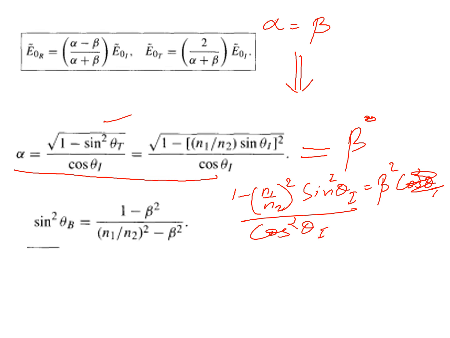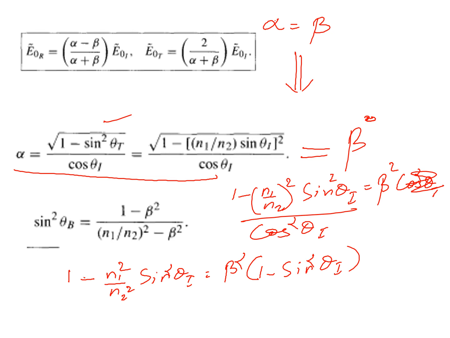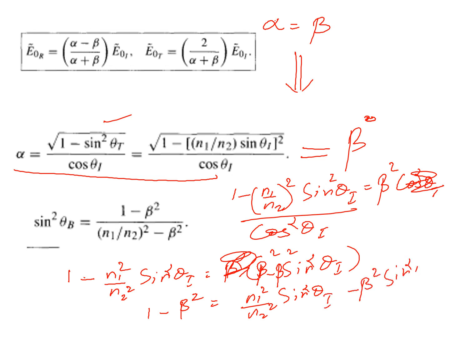Now rearranging this, we can write 1 minus n1 square by n2 square sin^2 theta i equal to beta square cos^2 theta i. But instead of cos^2 theta i, I can write 1 minus sin^2 theta i. Now again, some more rearrangement: beta square can be taken in. Now again rearranging, 1 minus beta square equal to n1 square by n2 square sin^2 theta i minus beta square sin^2 theta i.